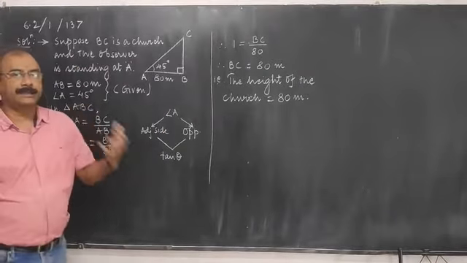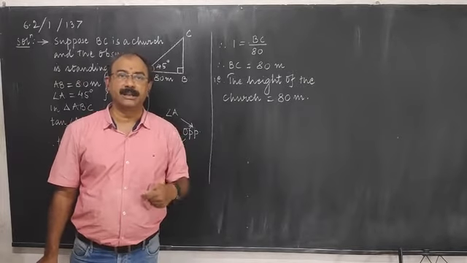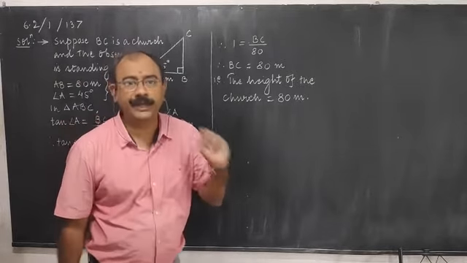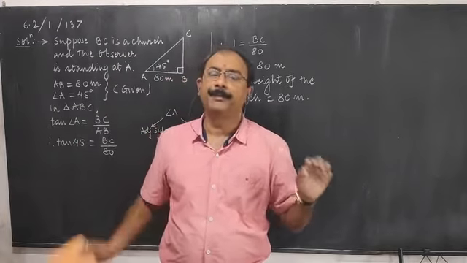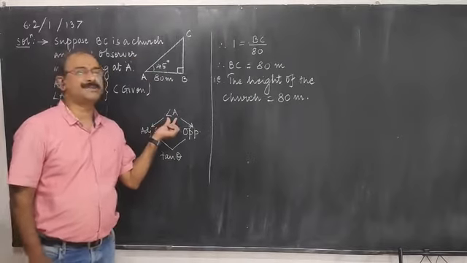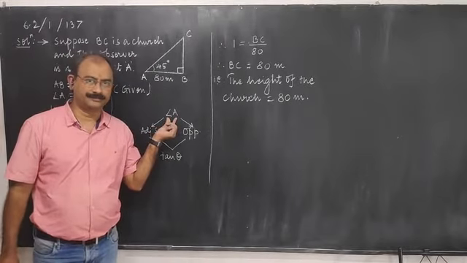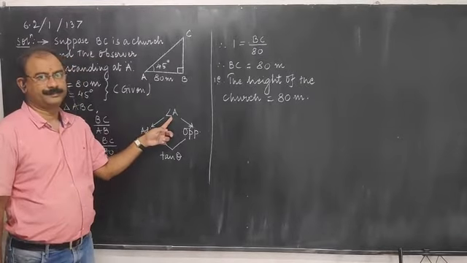Now, here comes the application of what we have discussed in the previous lecture. How to decide which trigonometric ratio has to be used. So, I am giving you the perfect pattern of decision making. First of all, write the given angle here. So, angle A is given, I wrote angle A.